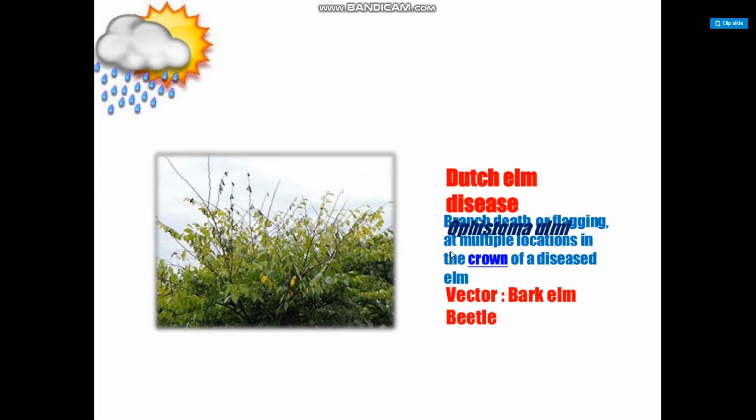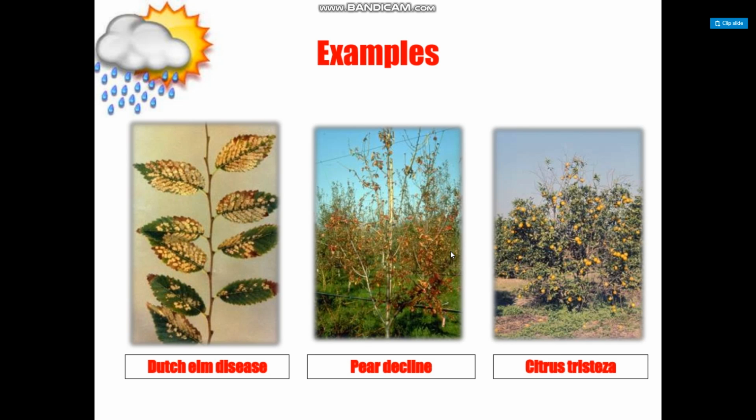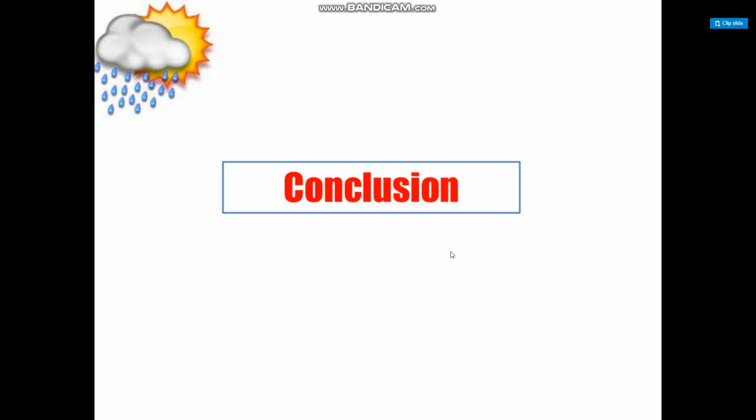Here are multiple locations in the crown of a diseased elm. The vector is the bark elm beetle. These are examples of polyetic disease: Dutch elm disease, pear decline, and citrus tristeza. This is the conclusion. Thank you.